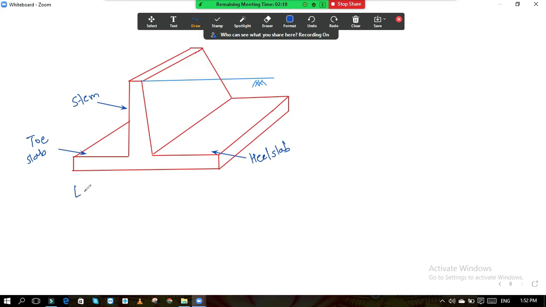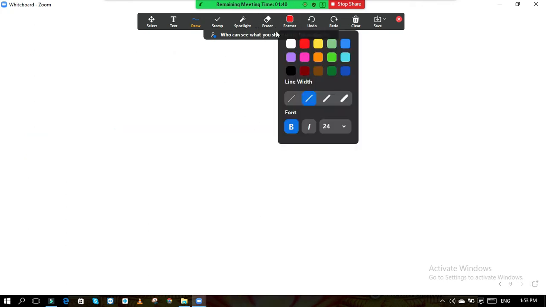I will write here: layout of retaining wall. So it is a very easy chapter. You have already covered active earth pressure, passive earth pressure, you know all these things. So we will take into consideration the cantilever retaining wall.